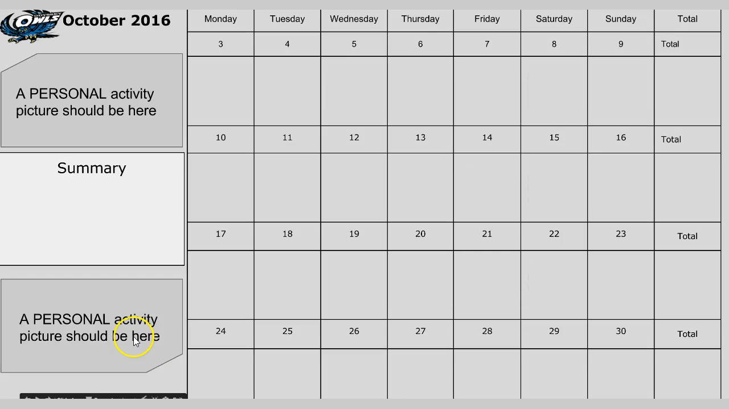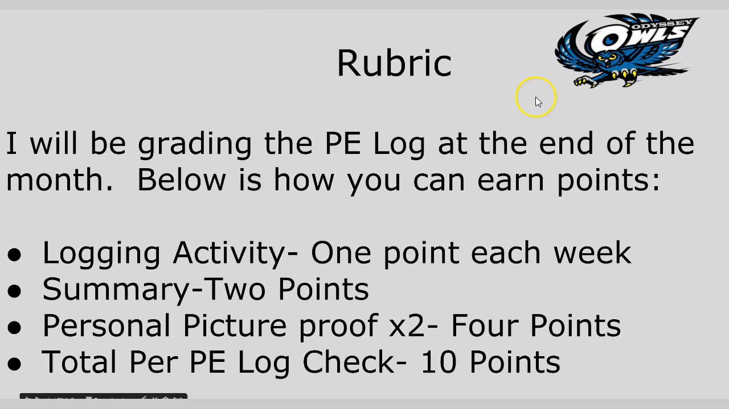All right. So again, you guys will start the week of October 3rd through the 9th. The PE log will not come due until the end of the month, though, so you don't have to worry about turning it in to me until the end of the month. And then lastly, let's look at this rubric again. You get 1 point for each week that you've got the requirement of at least 150 minutes. You get 2 points for the summary. You can get a possible 4 points for your pictures, because they're each worth 2 points. So there you go. That's how you get your total of 10 points on the PE log.